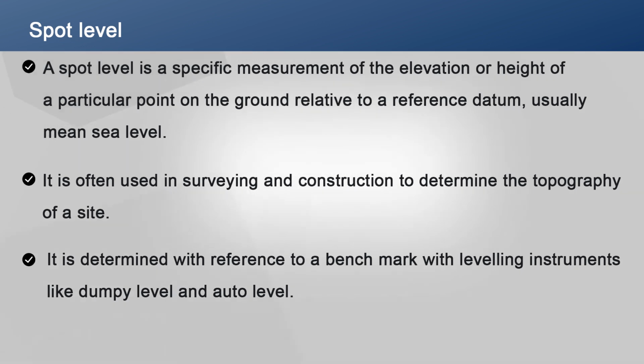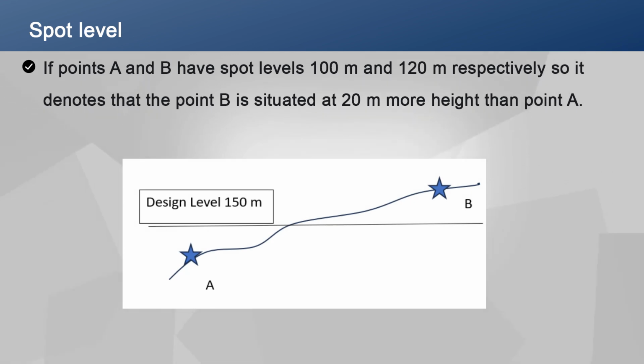For better understanding, I will give a simple example. If the points A and B have a spot level 100 meters and 120 meters respectively, so what interpretation can be drawn? It denotes that the point B is situated at 20 meter more height than point A. I think you have understood spot level.